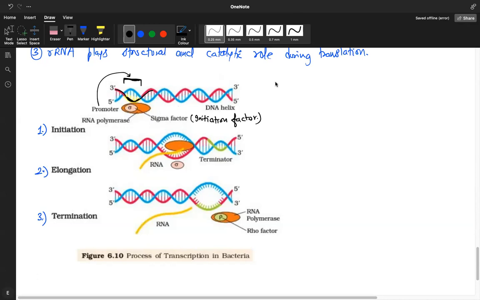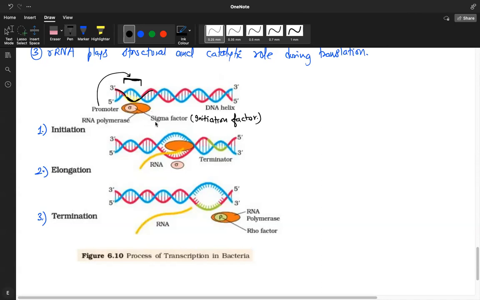RNA polymerase, and this is all happening in bacteria. So bacteria have a simple single RNA polymerase to which a sigma factor binds. Without sigma factor binding, RNA polymerase cannot bind to the promoter region. Once it binds, the sigma factor comes out and the RNA polymerase starts polymerizing the RNA. Transcription happens in localized bubbles.